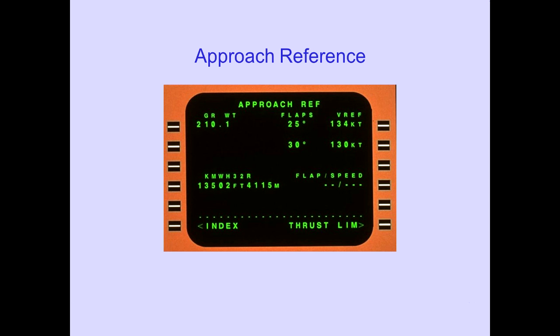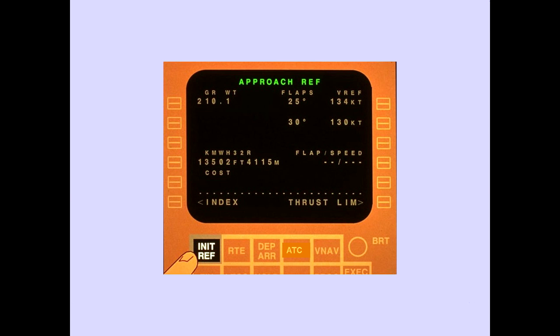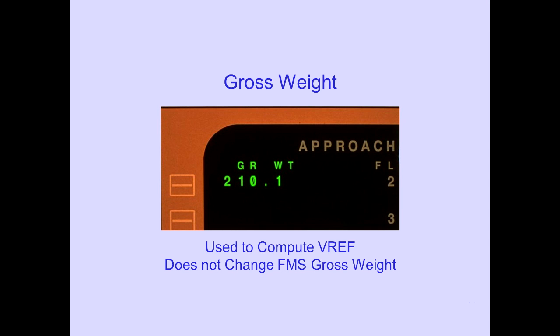Now let's discuss the approach reference page. While in cruise mode, pushing the init ref key displays the approach reference page. The gross weight line displays the FMS gross weight and is used to compute VREF speeds. This value can be changed by the flight crew, but does not change the FMS gross weight.